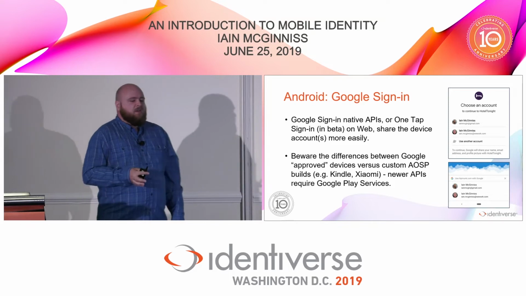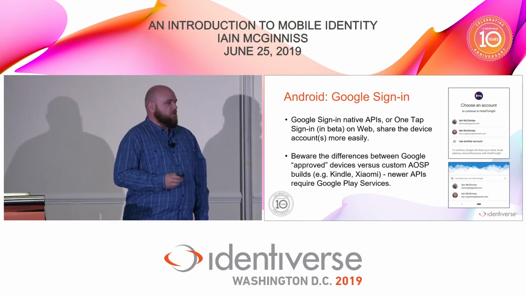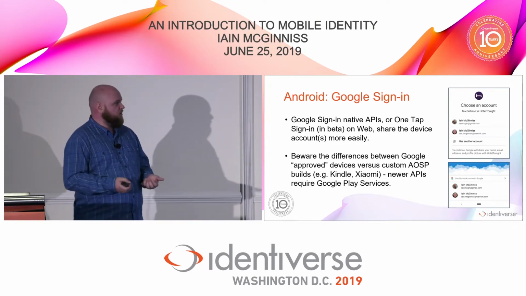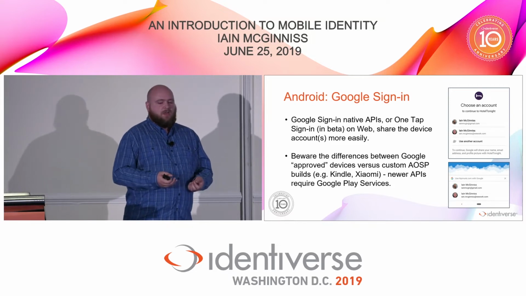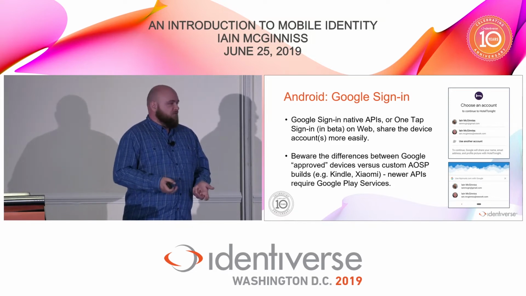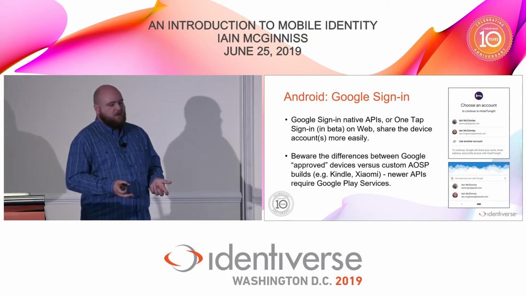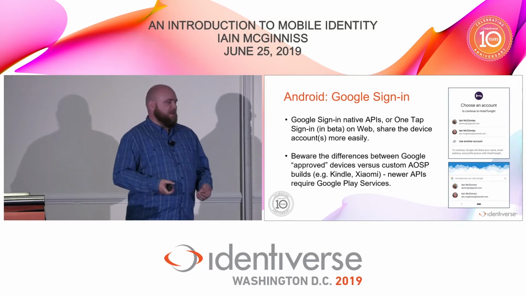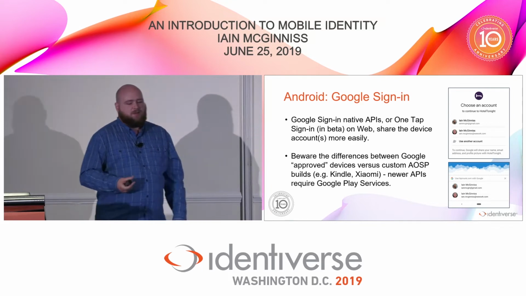So the Google Sign-In native API, one very important thing you have to be aware of there, is that they only really work on approved Android devices. Those are devices that have the core set of Google applications like Gmail and Chrome. If the device doesn't have those, which means it doesn't have Play services, then the native APIs just won't work. So there you have to fall back to using something like AppAuth or authentication in the browser, which I'll come to later on in the talk and talk about how that actually works.